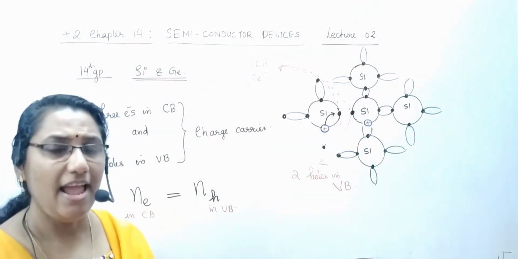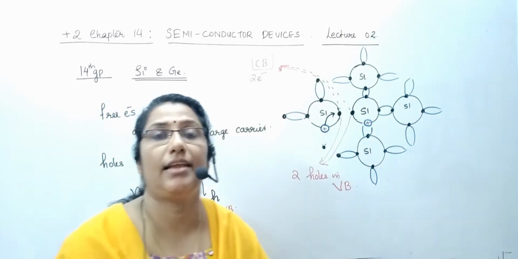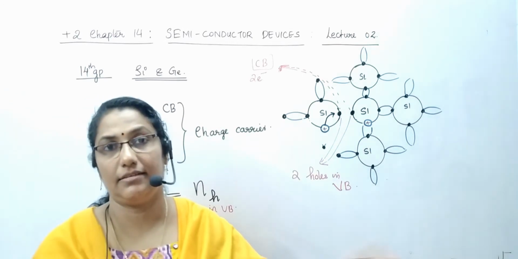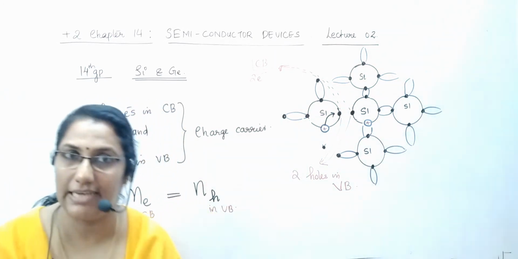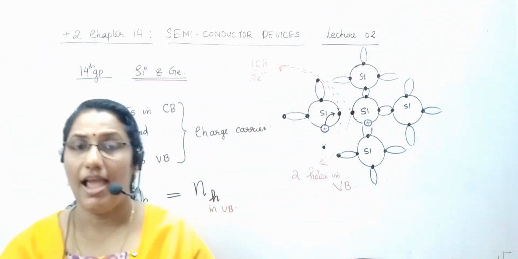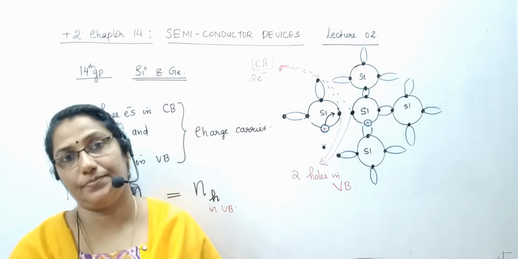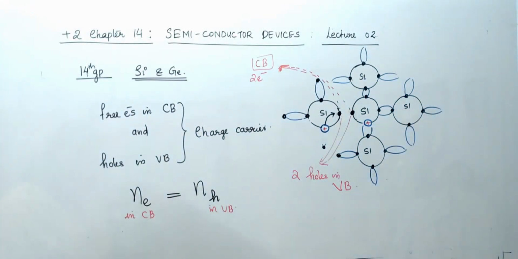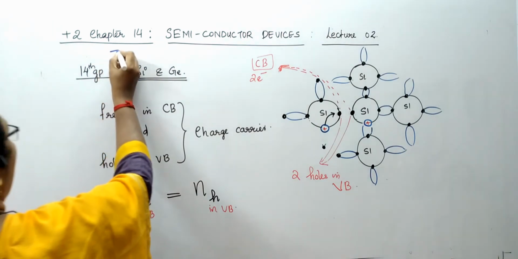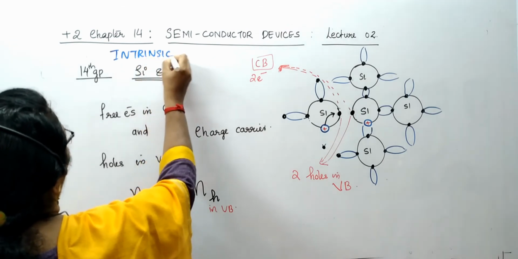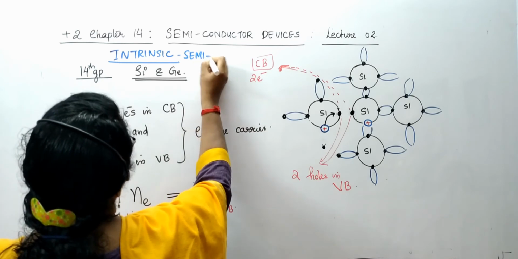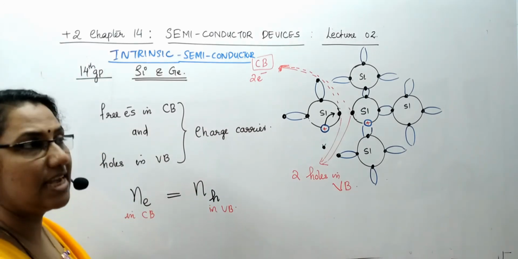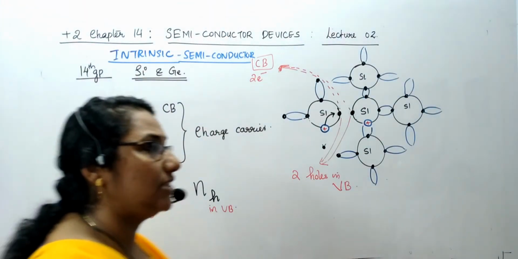Okay, clear? And such a pure type of semiconductor crystal, you have to write. So, everything you have to take in the lecture notes, okay? Such a pure type of semiconductor crystal, which acts as an insulator at low temperature and as a good conductor at high temperature, is called an intrinsic semiconductor. So our topic is intrinsic semiconductor. What is an intrinsic semiconductor? The pure form of semiconductor crystal, which acts as an insulator at low temperature and as a good conductor at high temperature.